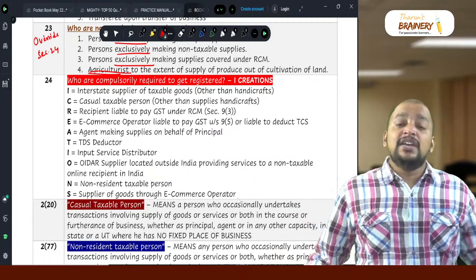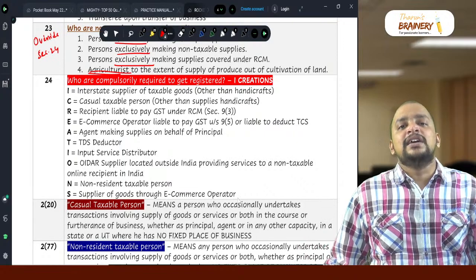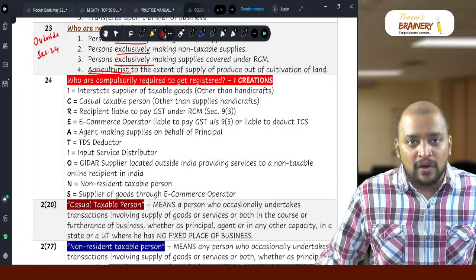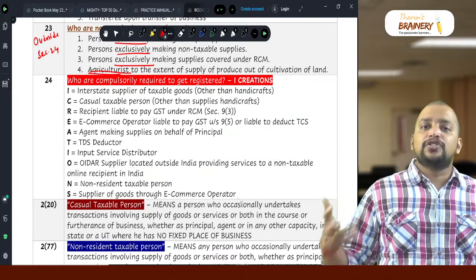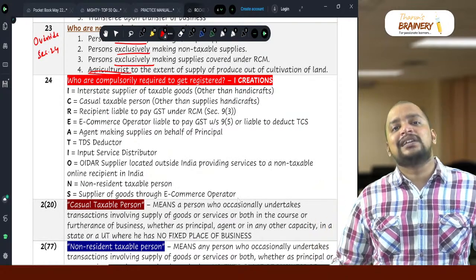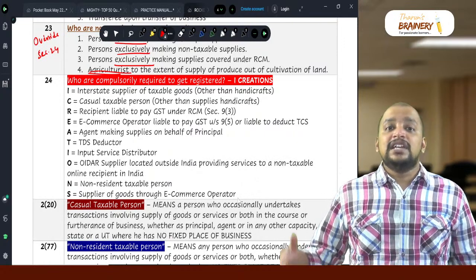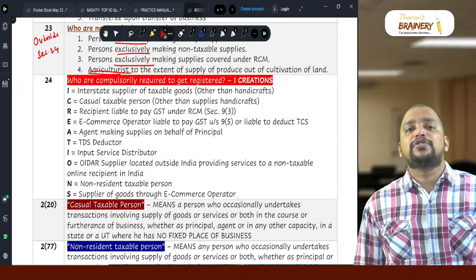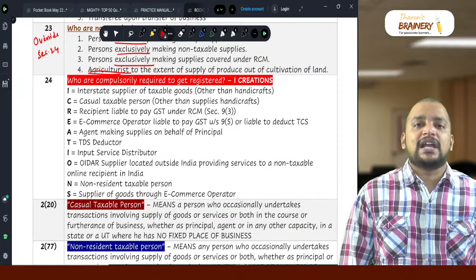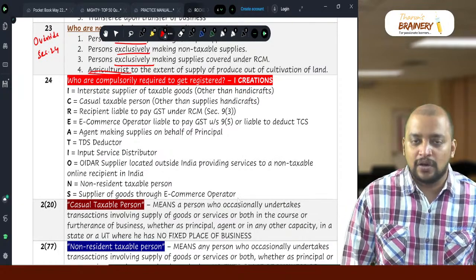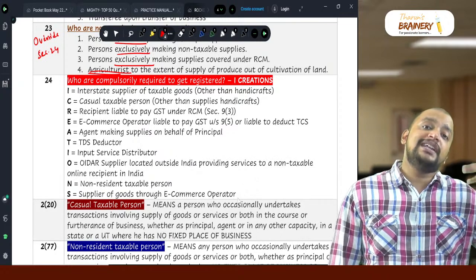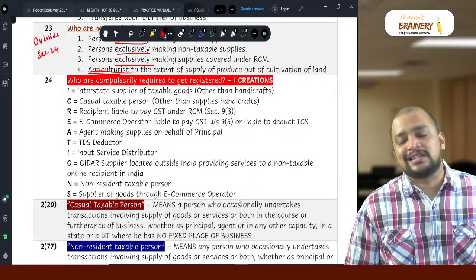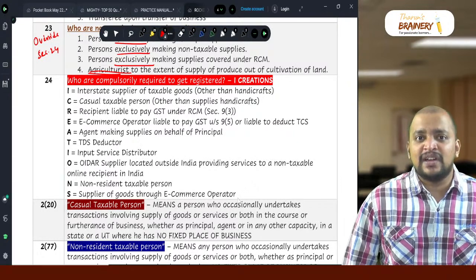They will come under casual taxable person. If they are already registered in their state, when they are coming here, they will be treating it as interstate supply, okay. But actually speaking, when they are not registered in their state but come to this state, even though they don't have any physical place of business, they are finding the opportunities to act, then they will come under casual taxable person, okay. Remember, if they are already registered in that state, when they are coming here, they will be treating it as interstate supply.